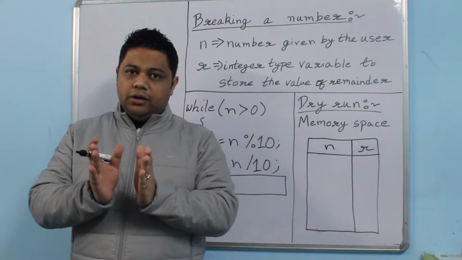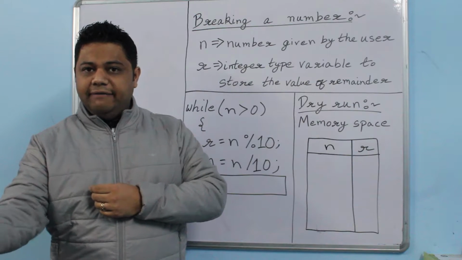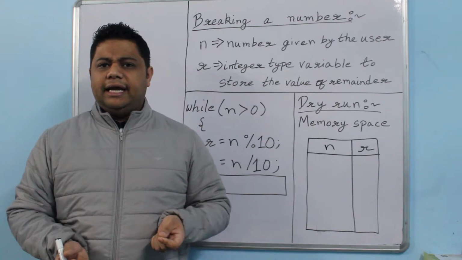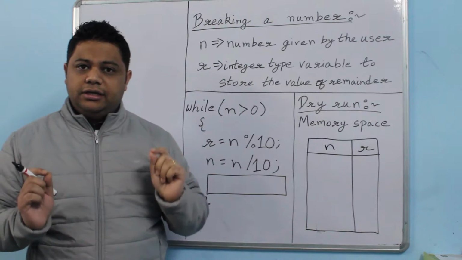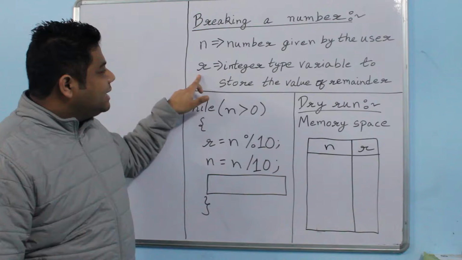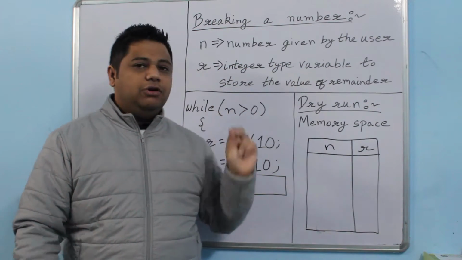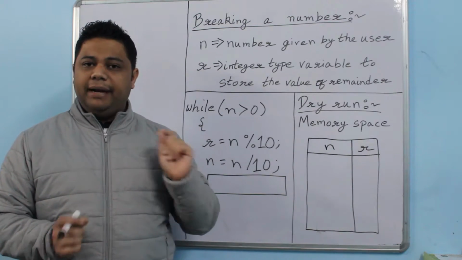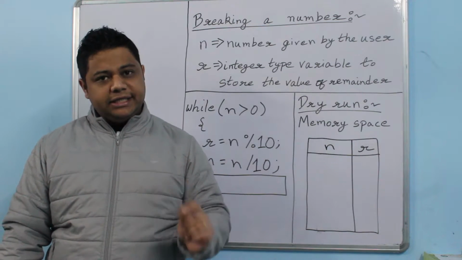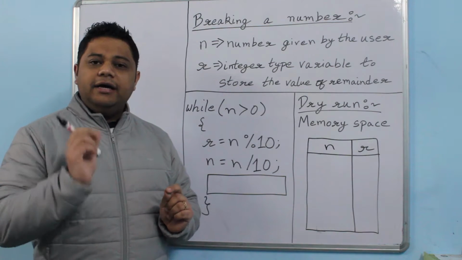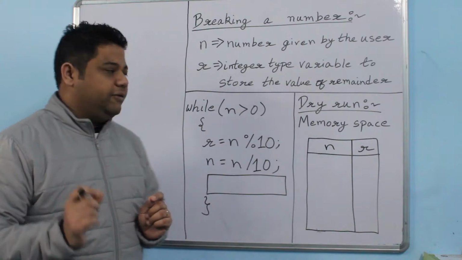So n is a number which is used in the program to check whether it's an even number, a near number, or it can be a different kind of program as well. So n is a number given by the user. And r is an integer type variable that stores the value of the remainder. We need the remainder over here, and later on you'll understand why. For the time being, just understand r is also an integer type variable where we get the remainder of something. So let's find out what remainder we are going to get.